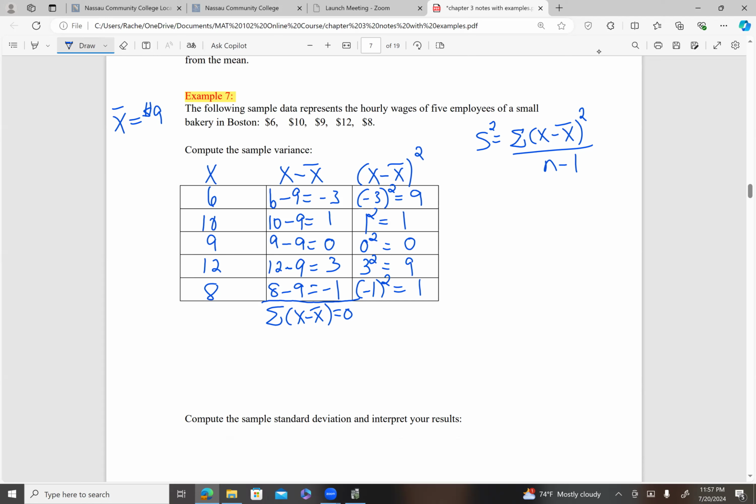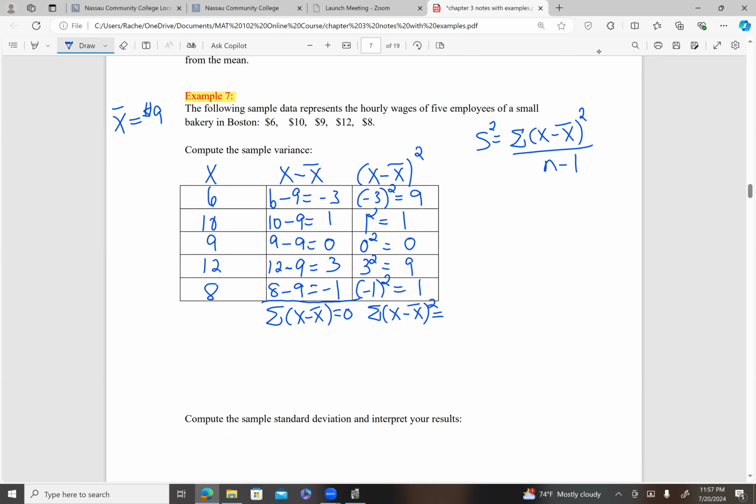So look, I don't have any negative numbers in this column anymore because we're squaring all of these differences. Whenever you square something, whether it's a positive number or a negative number, the result's always going to be positive. So when we go to sum up all these squared differences, we never have to worry about it summing to 0. So we're going to take now the sum of (x minus x bar) squared. So now we're going to add up all these squared differences.